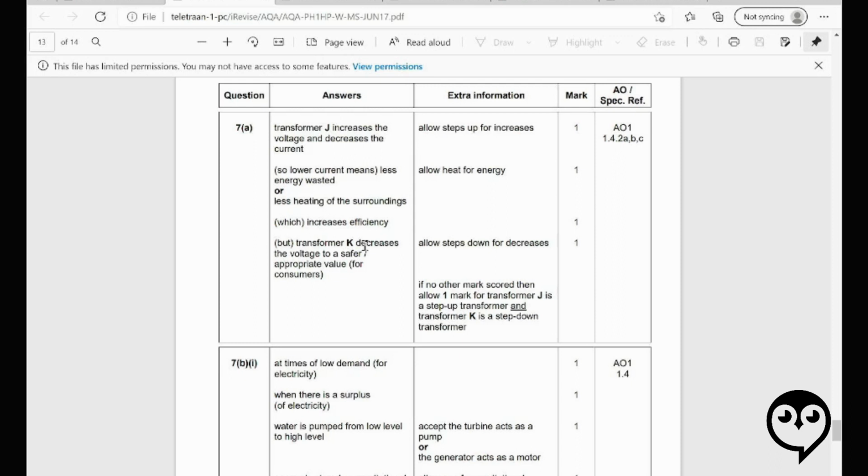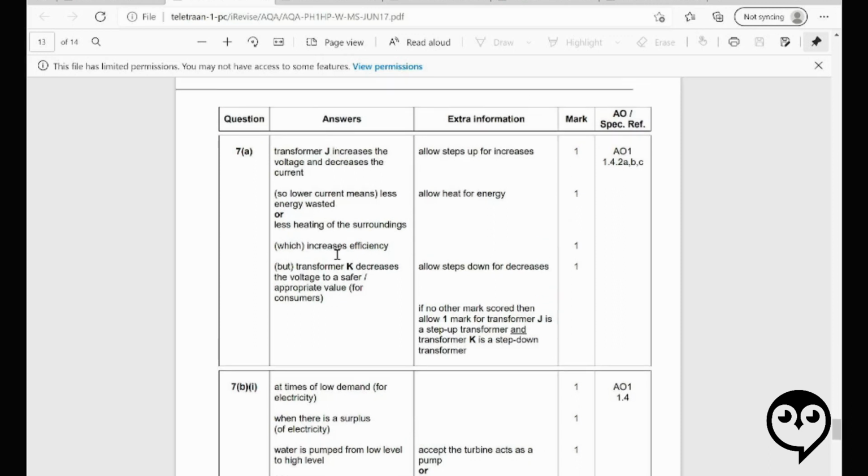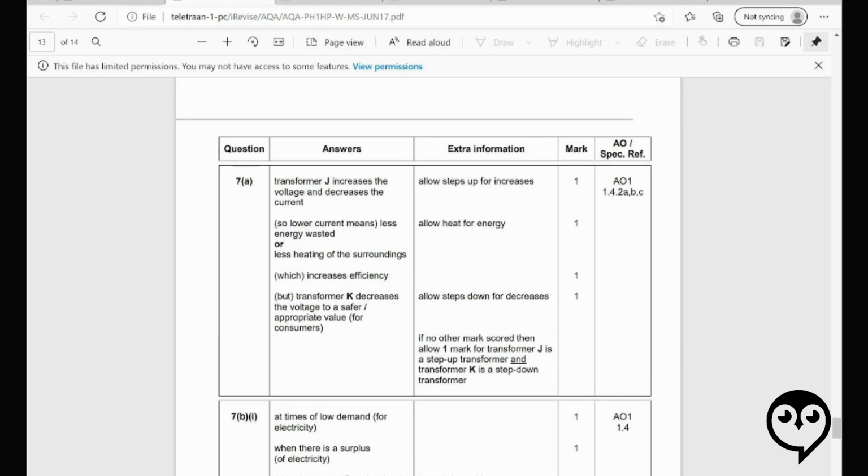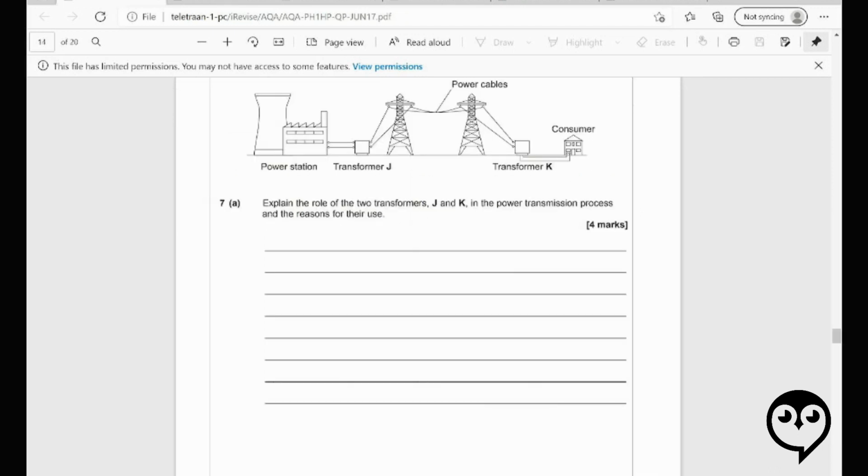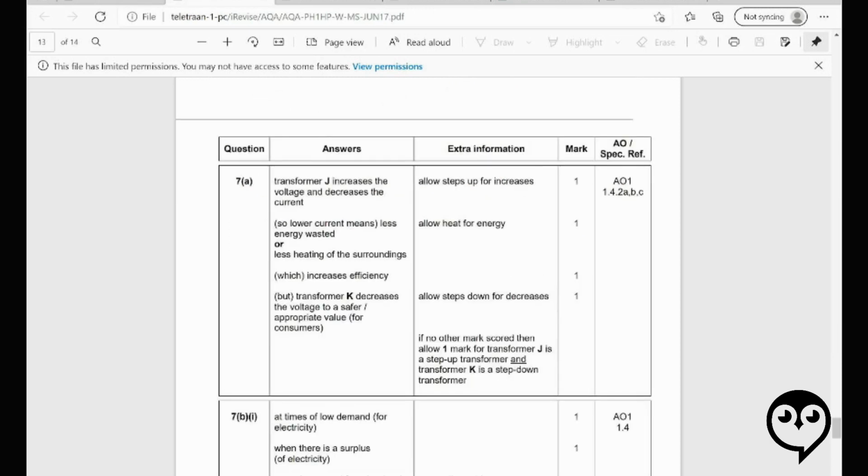And then transformer K is going to do a step down. It's going to decrease the voltage to be safe. This is the one I repeatedly have a problem remembering: this increases efficiency. That's why it's been done. The question asks for the role of the transformers and the reasons for their use. I talked about the roles. I hadn't talked about the reason. So it will mean less energy wasted, and we do this so it's more efficient.